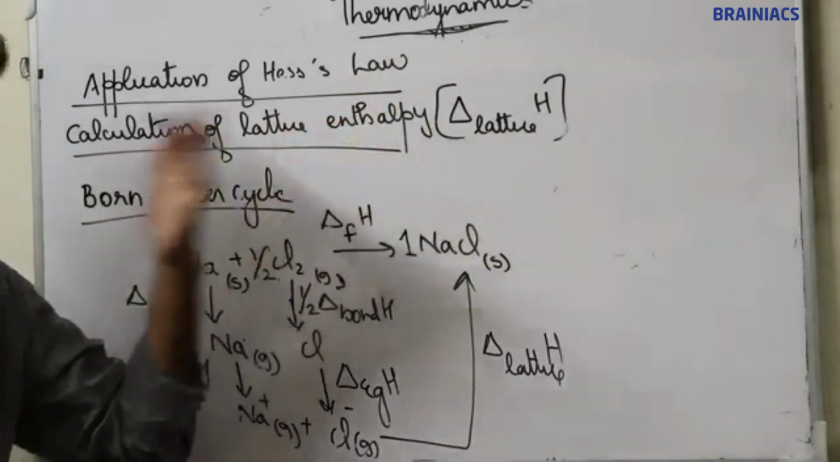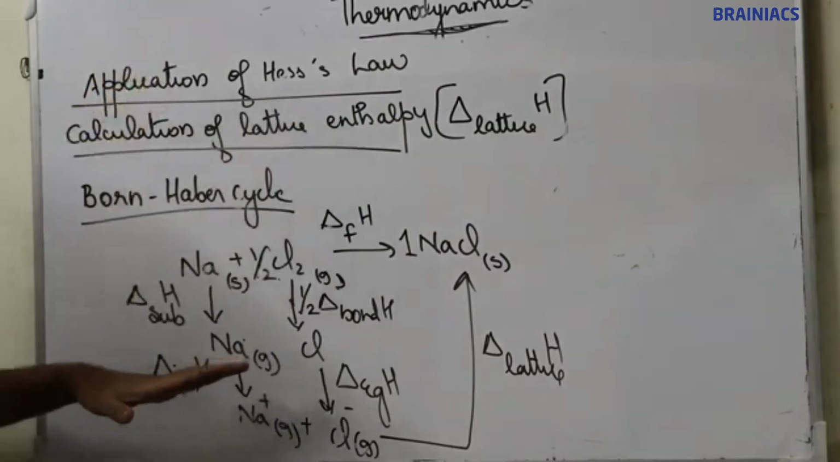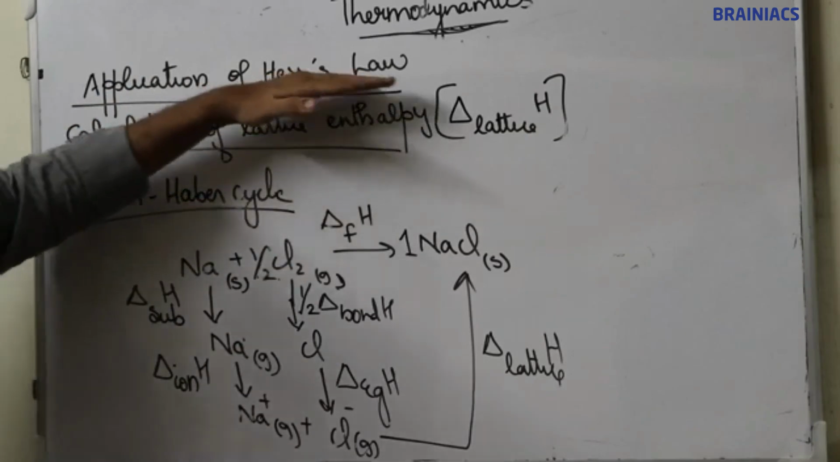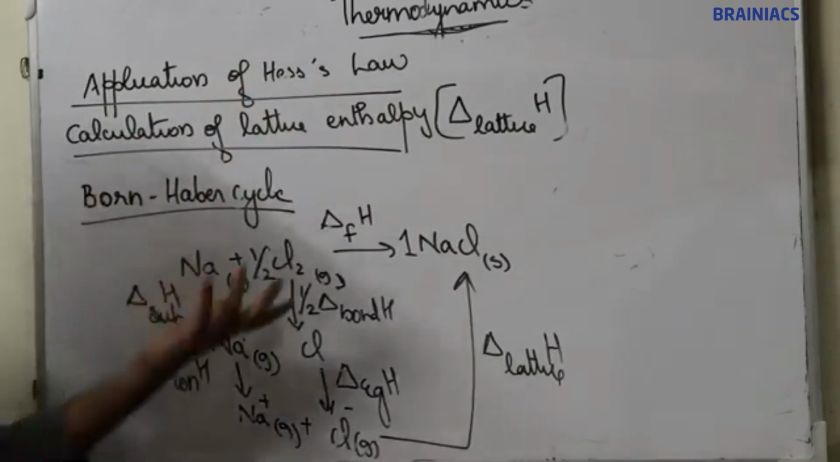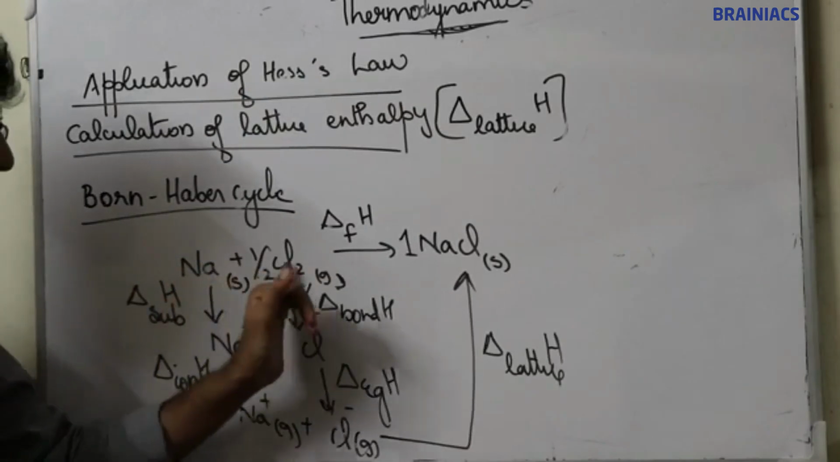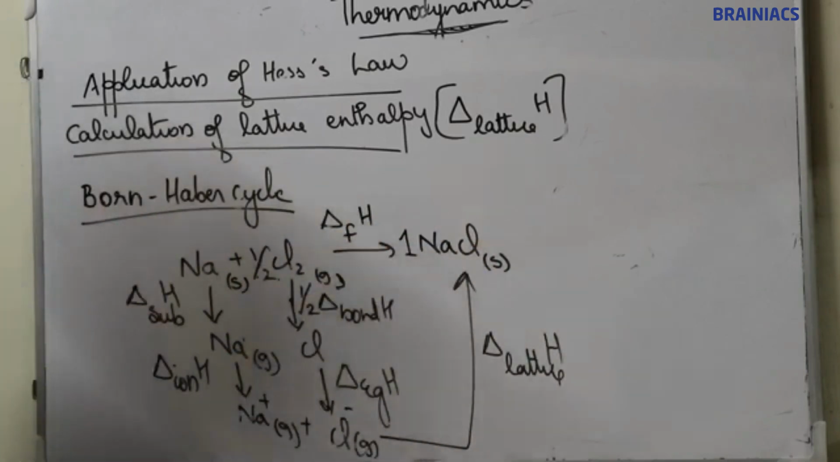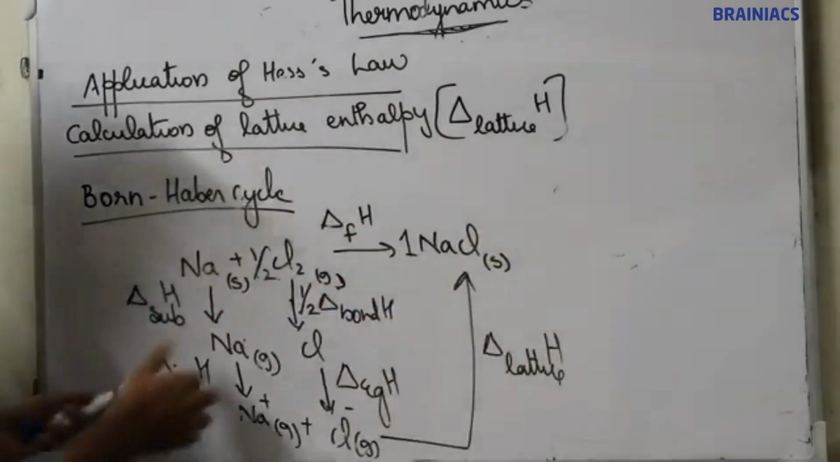The basic principle of the Born-Haber cycle is Hess's law. I will discuss it with an example. Here Na solid reacts with half Cl2 gas giving 1 NaCl. That enthalpy is known as enthalpy of formation. Now here the reaction takes place in a single step.